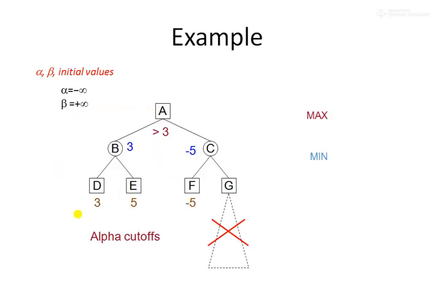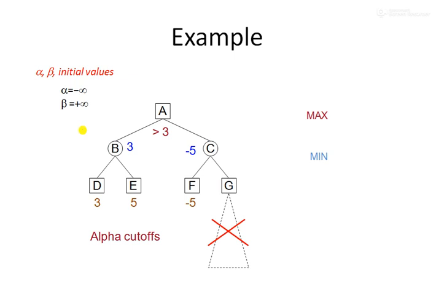This is another example. Initially alpha is -infinity and beta is +infinity, so it will come down here. With our previous concept, these things can be applied here, and finally these branches can be cut down. So this is another example.